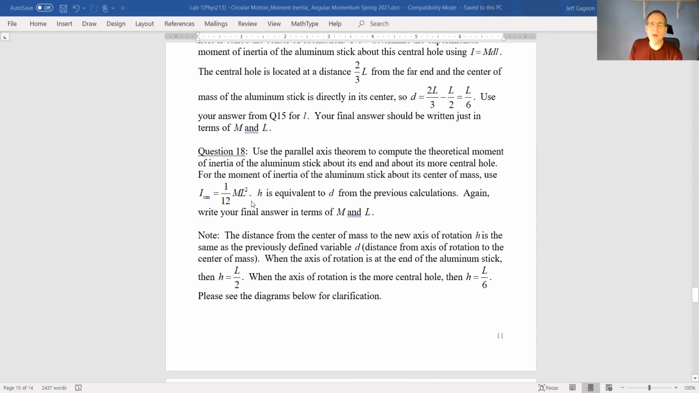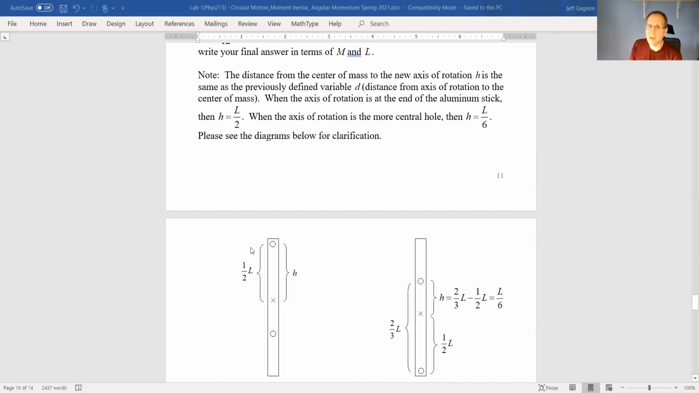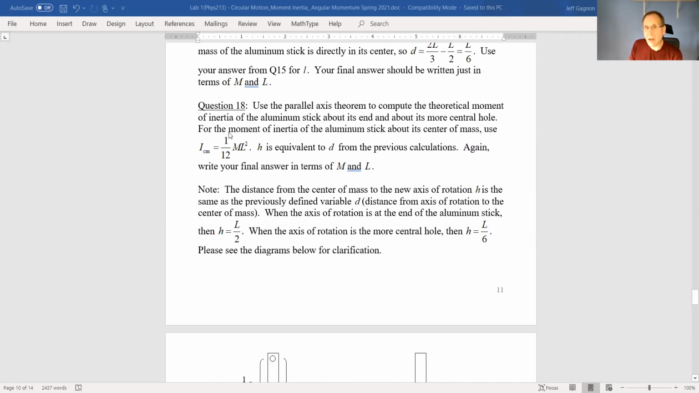So now you have to solve for the moment of inertia about this new point. It's going to be the moment of inertia about the center of mass, 1/12 ml squared, plus m times h squared. So you have to plug in 1/2 L and square it, do a little bit of algebra, and you're going to find that the moment of inertia is going to be some fraction times ml squared. Okay, and if you want, you can write that fraction as a decimal ultimately.